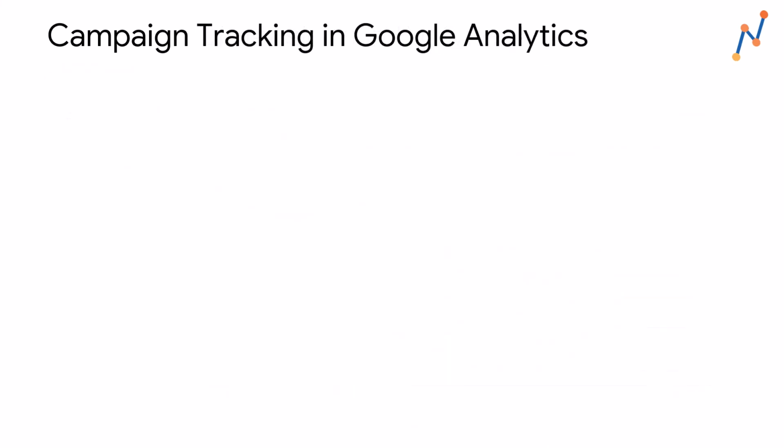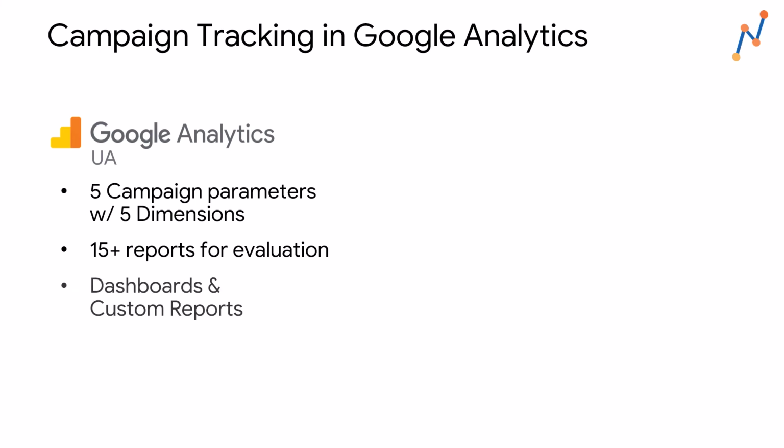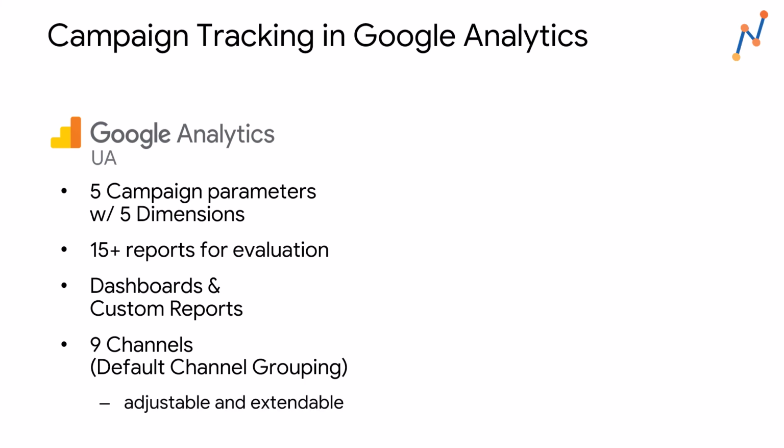So to sum up the key differences between Universal Analytics and GA4 when it comes to campaign tracking currently is like this. Universal Analytics has 5 campaign parameters with also 5 campaign dimensions available. You will find more than 15 pre-built reports to evaluate your marketing activities, and you can use dashboards and custom reports in Universal Analytics to do further campaign analysis. In addition, the incoming traffic is assigned to 9 different channels of the default channel grouping, which can be adjusted and extended to your needs.